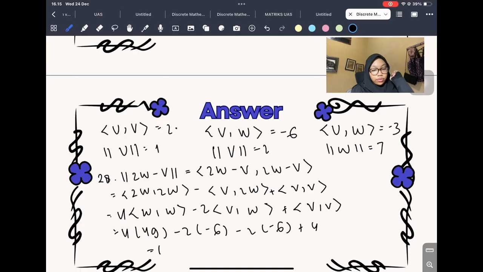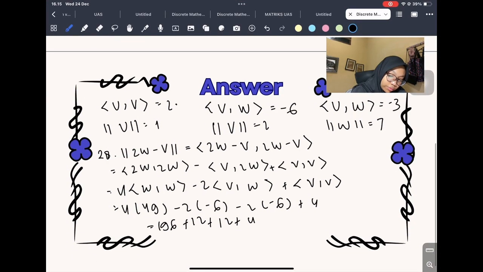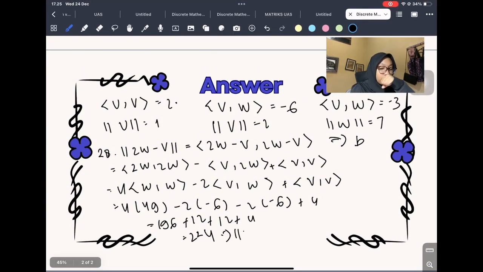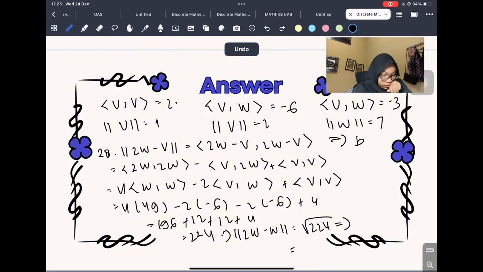Calculate 4 times 49 is 196, and plus 12 plus 12 plus 4. So the result is 224. But we have to take the square root. What is the square root of 224? It's like 16 times 14. So the result will be 4 square root of 14.